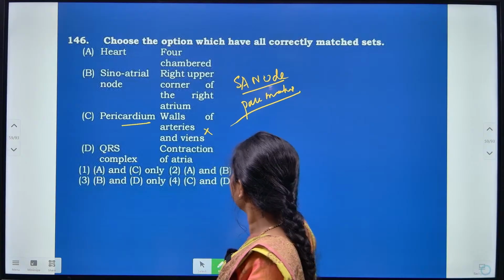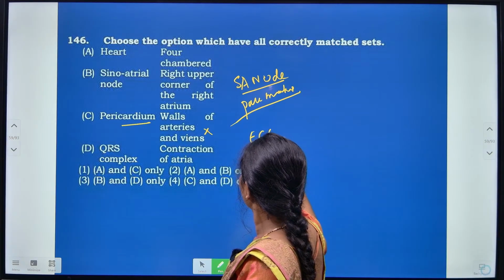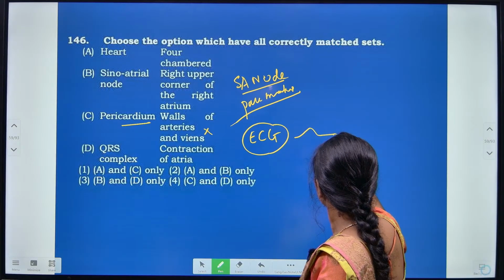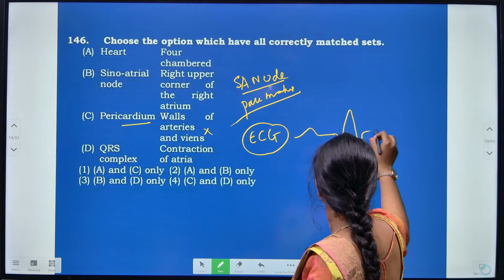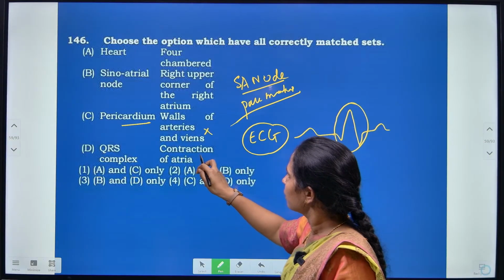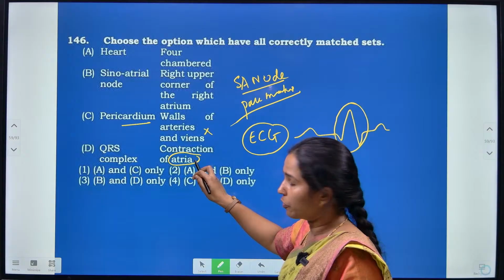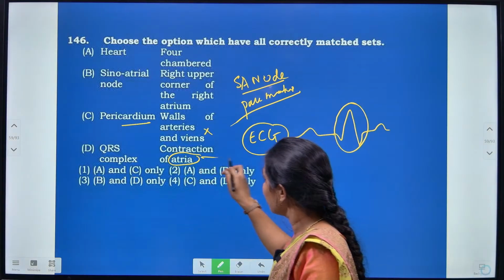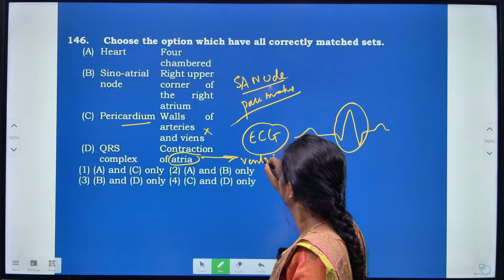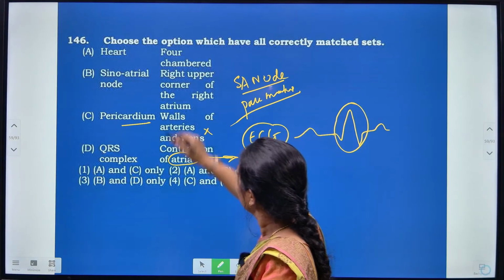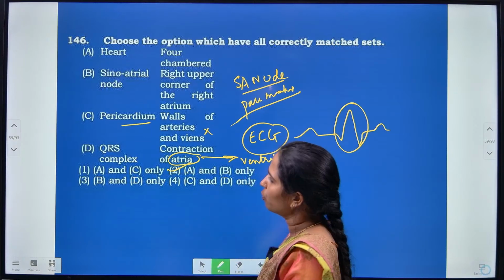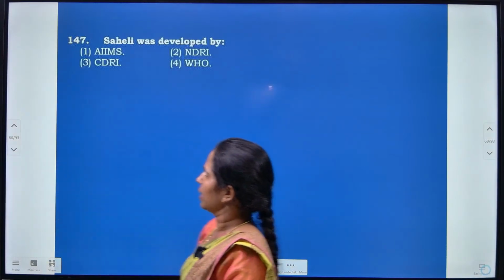QRS complex of ECG, that is electrocardiograph. In that electrocardiograph, this is going to be the P, Q, R, S and T here. This complex is going to represent the contraction of atrium. They have given the contraction of atria, but it is not the contraction of atria, it is the contraction of ventricles. So only options A and B are correctly matched here. So option 2 will be the right answer.